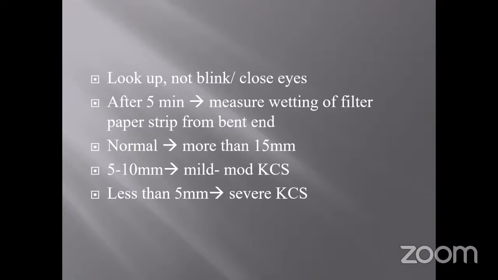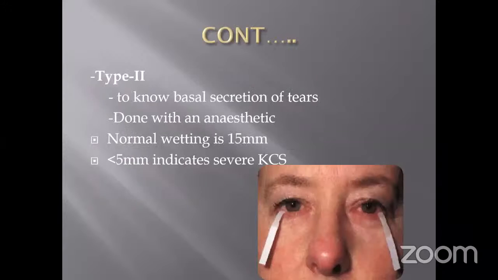And normally it should be more than 15 millimeters. When the reading is between 5 to 10 millimeters, we say there is mild to moderate keratoconjunctivitis sicca. And when it is less than 5 millimeters, we say it is severe keratoconjunctivitis sicca.